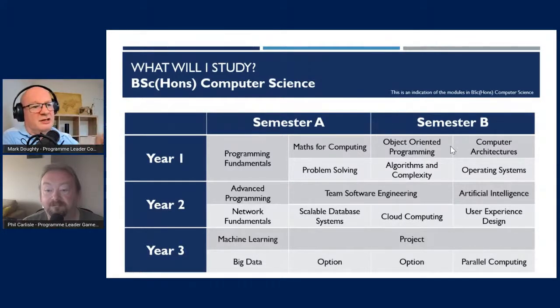We also start to study some of the more focused elements of computer science. So things like object-oriented programming, algorithms, looking at the algorithms that make up solutions to problems and so on. In the second year, you start to look at things in a little bit more detail and a little bit more focused. So advanced programming, where we'll start to look at programming using C++, for instance. We start to look at network fundamentals and management using our network hardware, database systems and cloud computing, looking at some of the more modern ways of storing and accessing data using cloud and server-based systems, AI and so on.